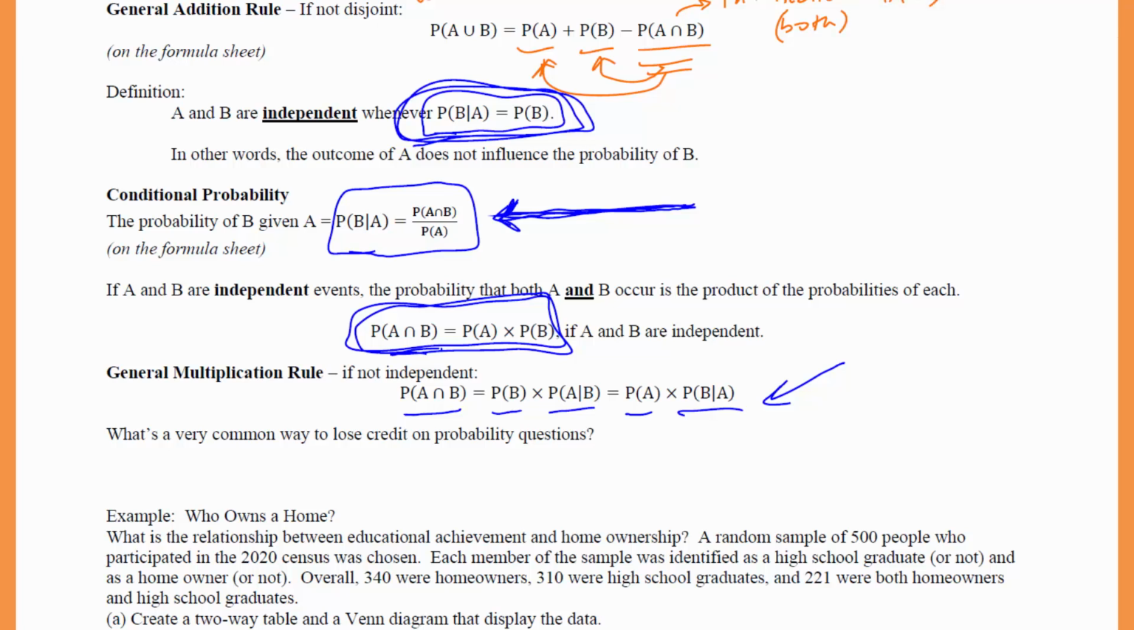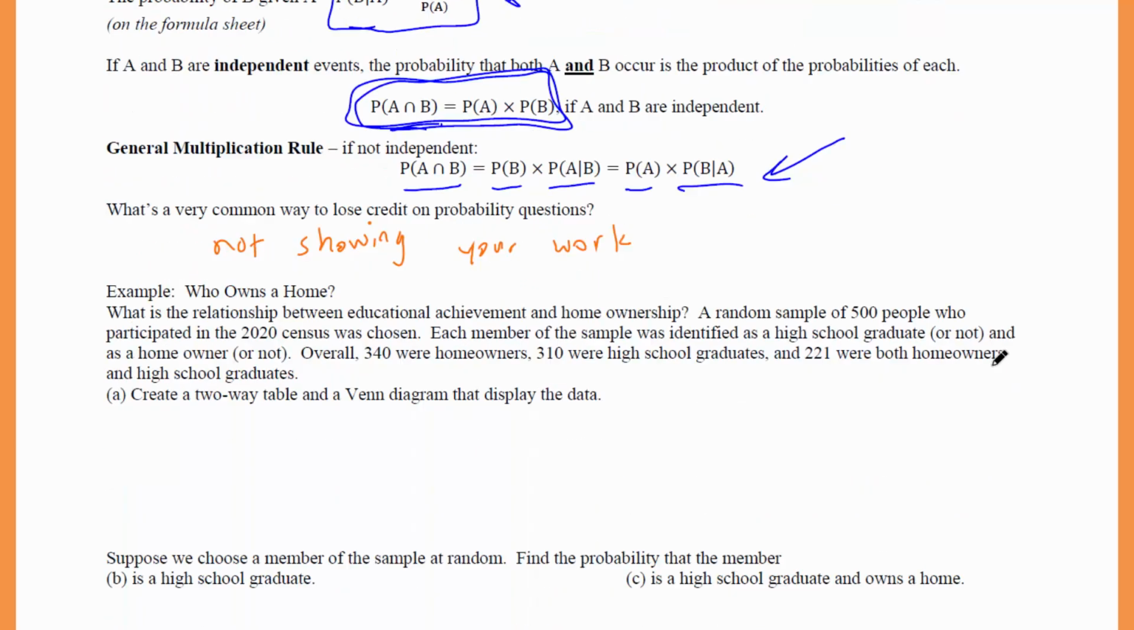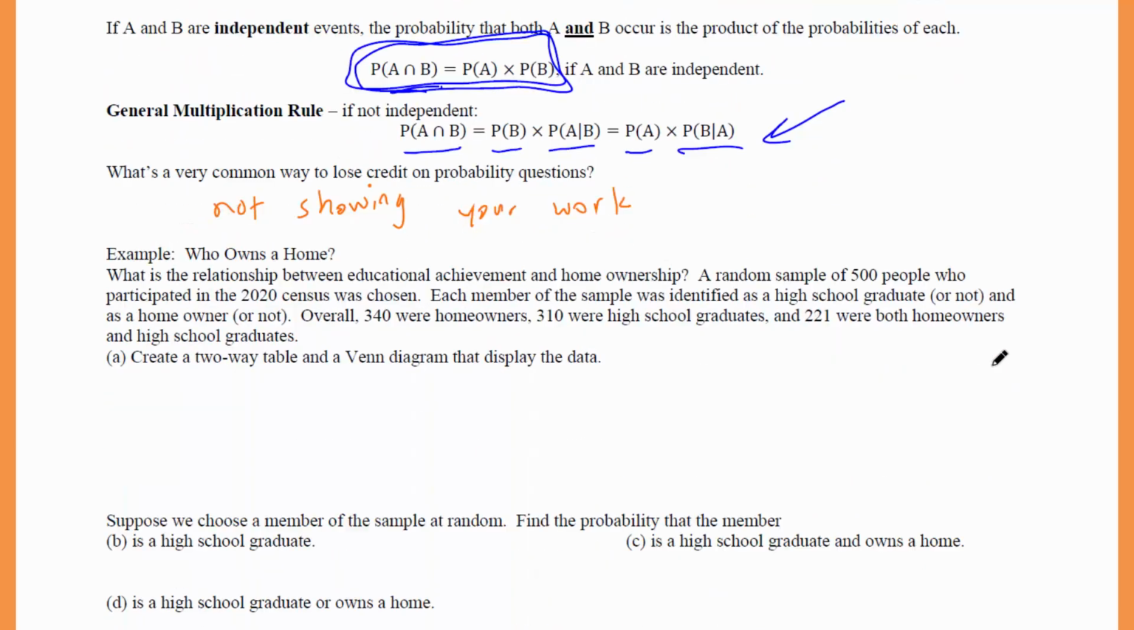What's a very common way to lose credit on probability questions? Not showing your work. You must show your work if you want to get credit on any free response problems involving probability. We're going to do a few examples here.